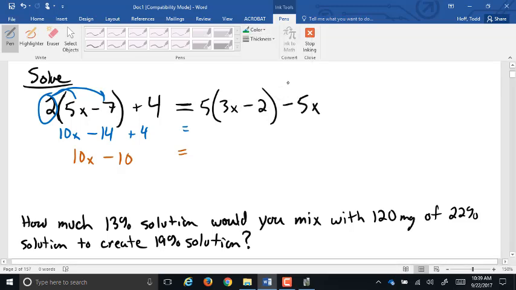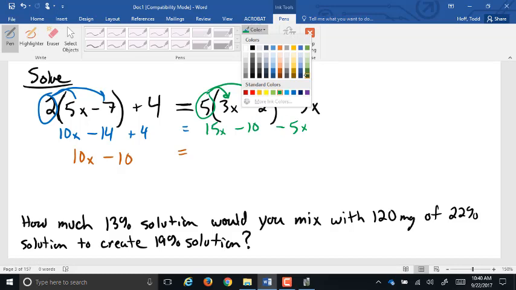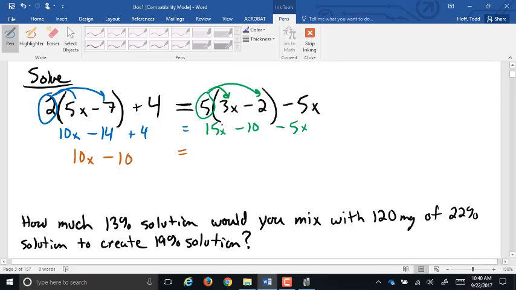On the other side, again, nothing to do in the parentheses. So what do we do to them? Times 5. So 5 times 3x, 15x, and 5 times negative 2, negative 10. Now we still have the negative 5x on the end. What does that turn it into? Positive 15 and negative 5 make 10x. And we still have the negative 10.